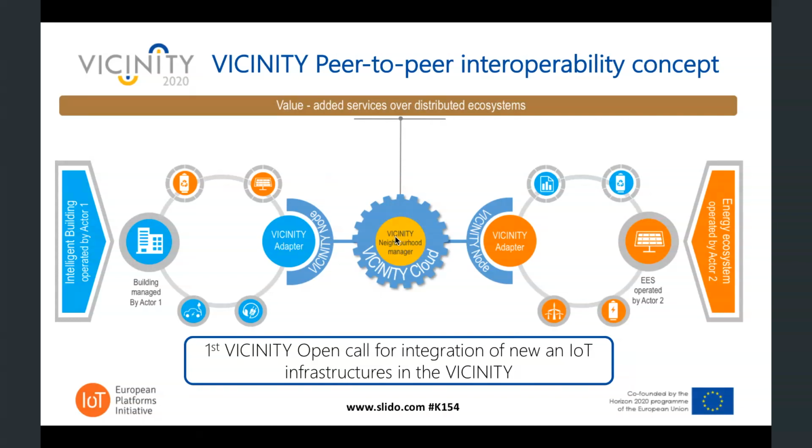If it is integrated correctly, you can get access to the components, infrastructure devices, or even services of the other partners from the other infrastructure. For example, on the right side, we have an energy ecosystem, and thanks to the VICINITY, this energy ecosystem can have access to the load consumption of the building appliances, or even to the energy storage, etc.